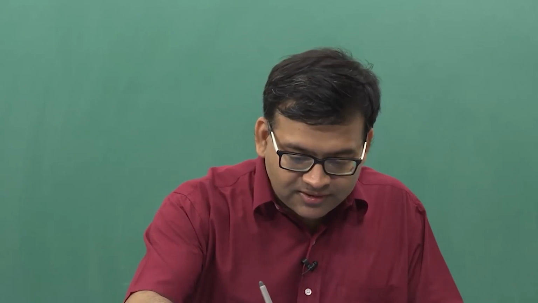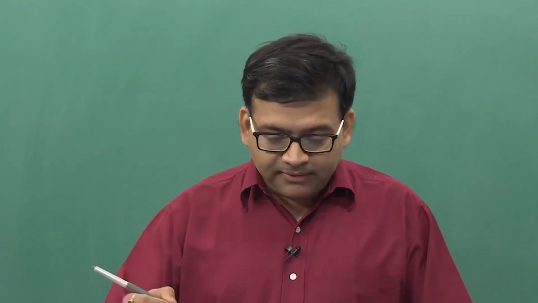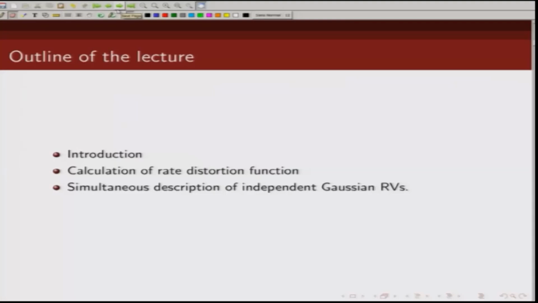So, we will start off this discussion on rate distortion theory with a brief introduction and a few definitions. I will define what is a rate distortion code and what we mean by a rate distortion code being achievable, and then we will calculate the rate distortion function for some simple examples like a Bernoulli source with Hamming distortion measure, a Gaussian source with squared error distortion measure, and we are going to talk about the description of independent Gaussian random variables, but they are not necessarily identically distributed.